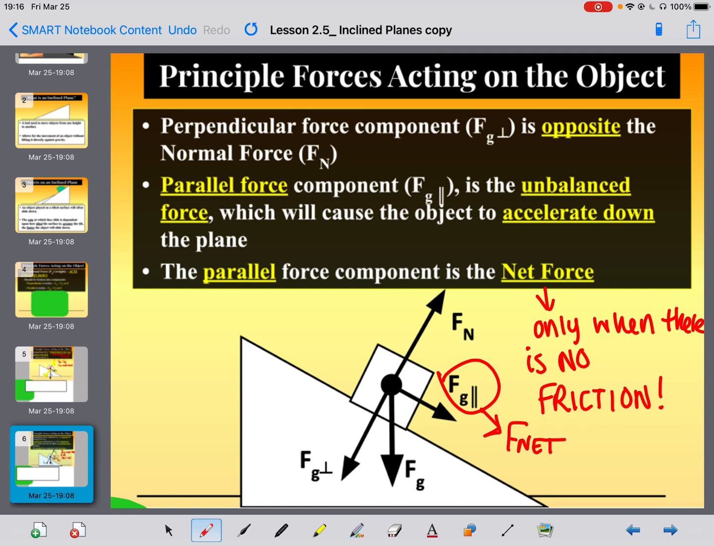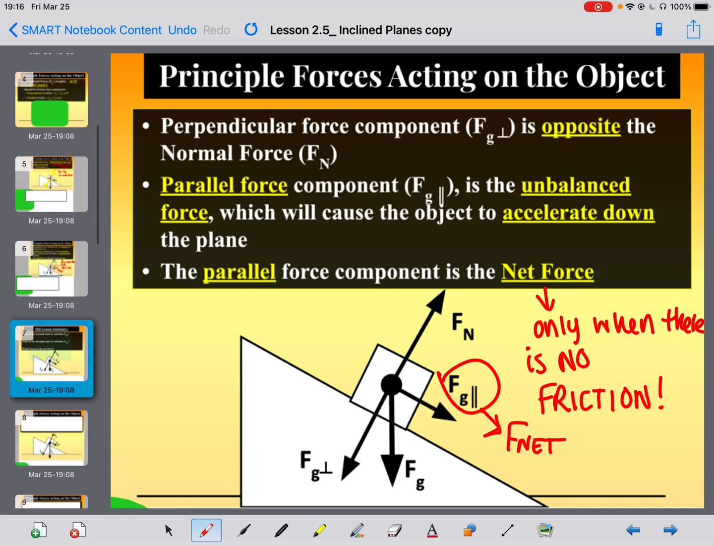Okay, and that makes sense. Like I said, if you have some sort of unbalanced force, that acceleration is happening in the same direction. Newton's second law tells us that. Okay, so let's move on.